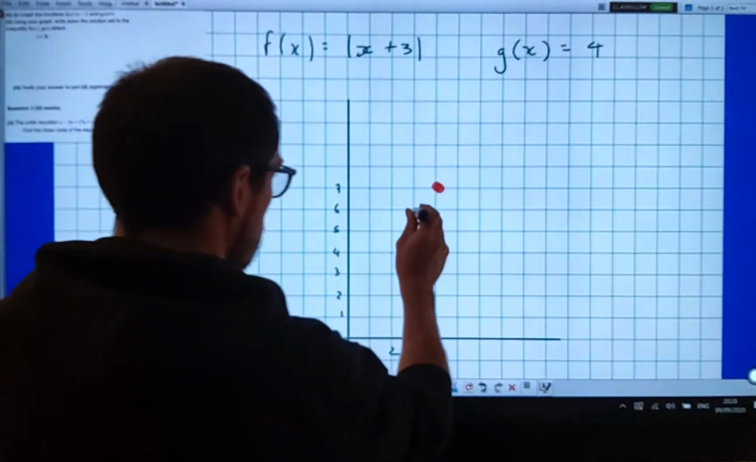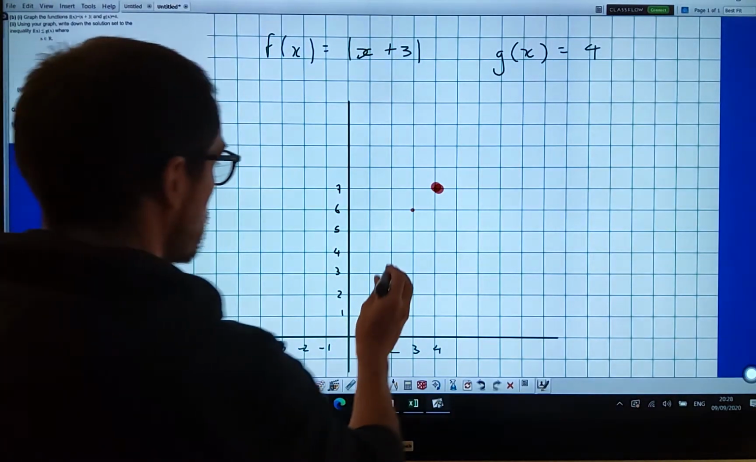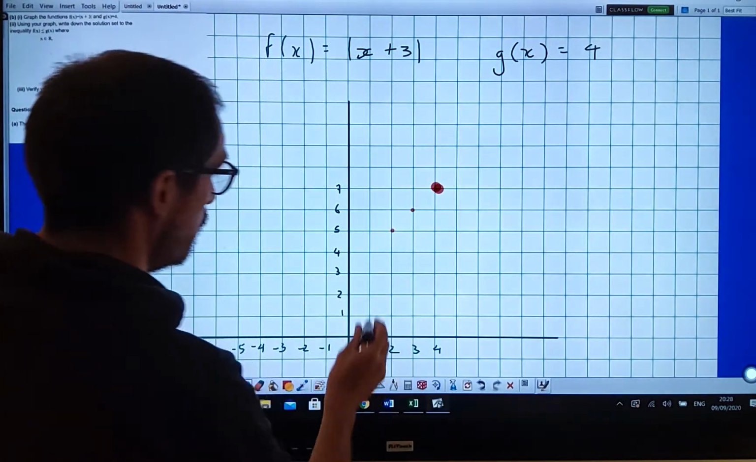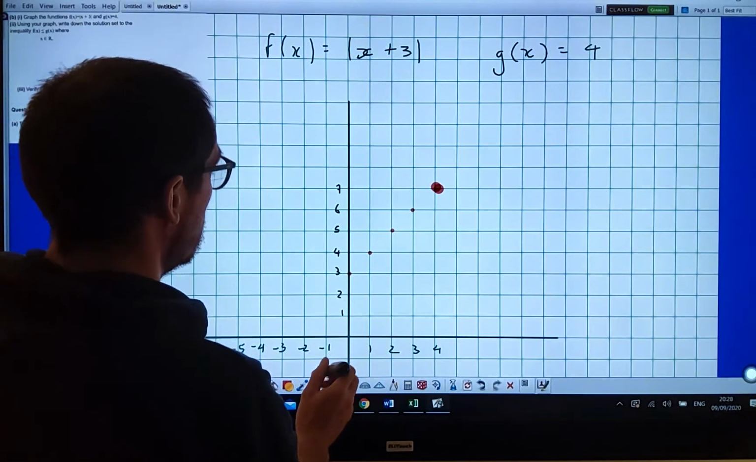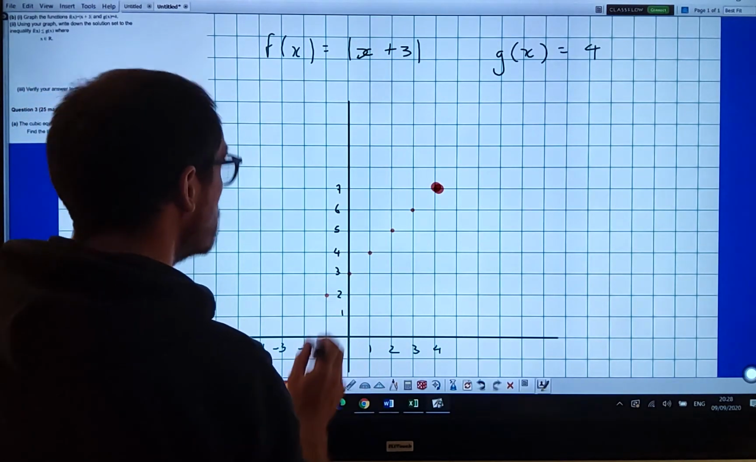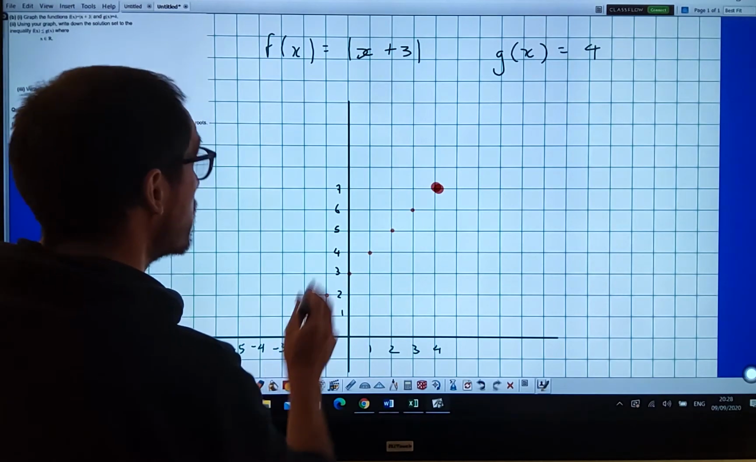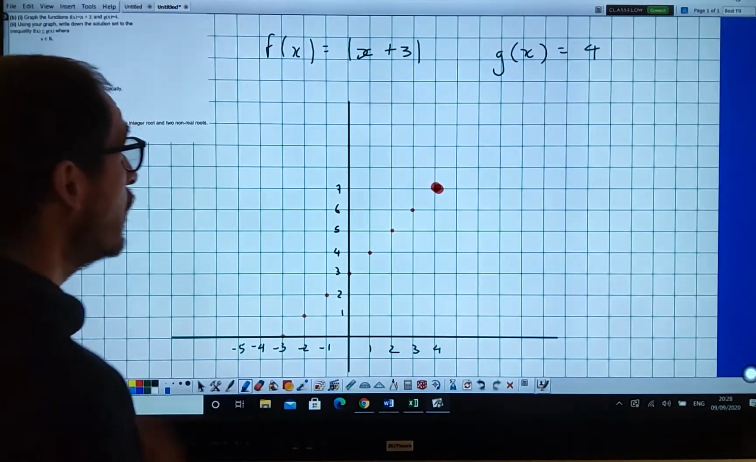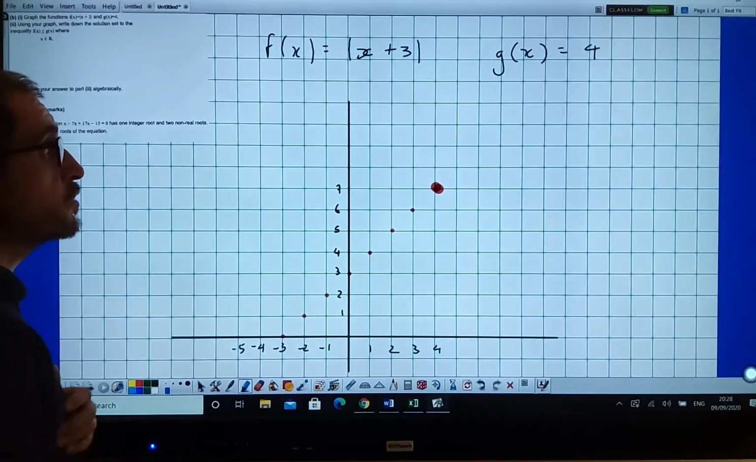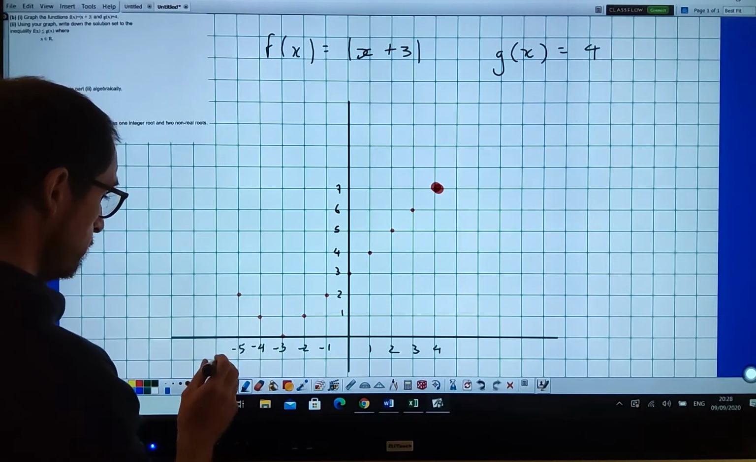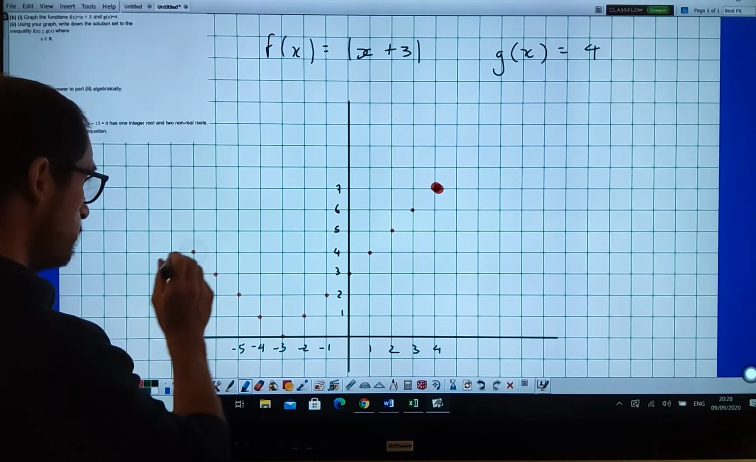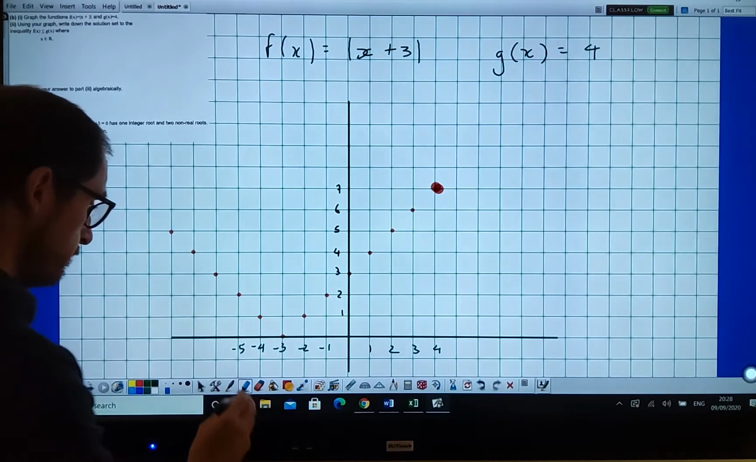Make that a bit smaller. That 2 plus 3 is 5. 1 plus 3 is 4. 0 plus 3 is 3. Now minus 1 plus 3 is 2. Minus 2 plus 3 is 1. Minus 3 plus 3 is 0. Now minus 4 plus 3 is minus 1. Because it's the modulus, you're going to write it as 1. And so on. So you'd work your way back up, like that.